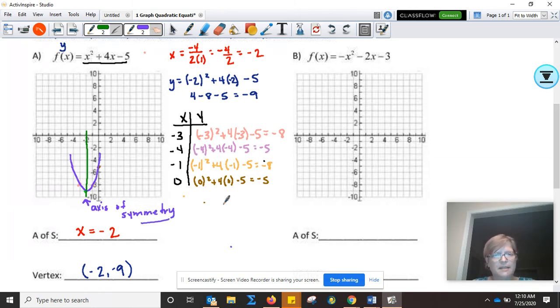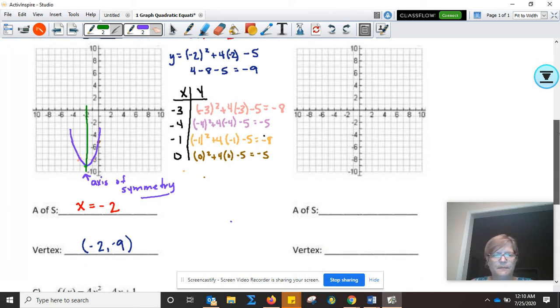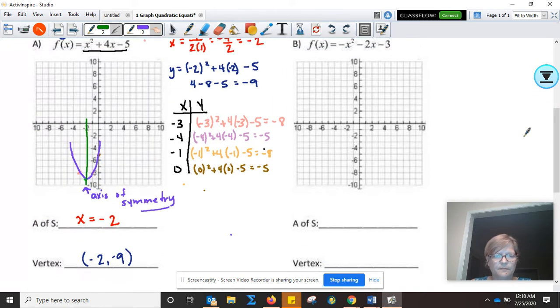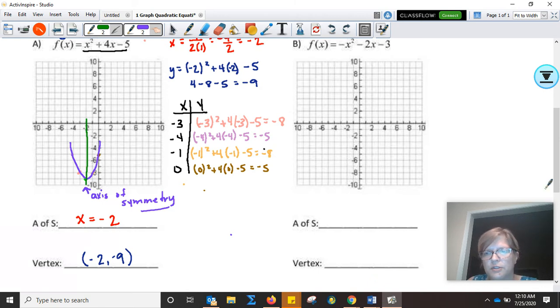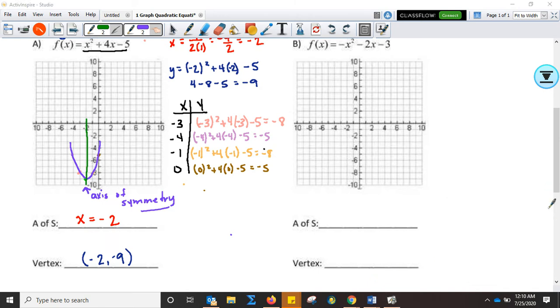All right, let's do example B, because that's all for A. So to do this one, I'm going to start out doing the same thing. I'm going to find my axis of symmetry, negative b over 2a.